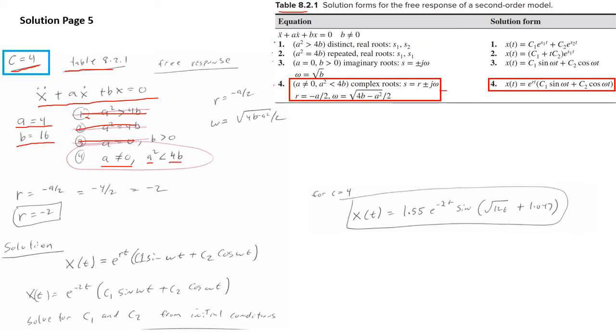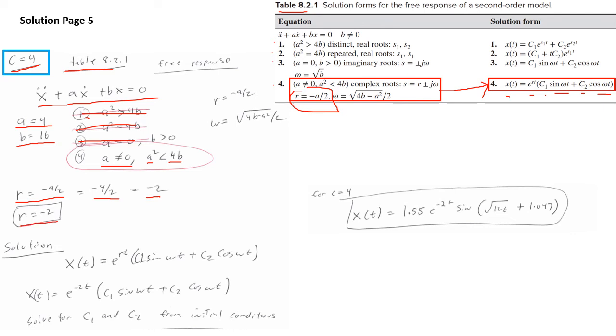You can see I've boxed this in up here. So now I have a form for my general solution: x of t is equal to e to the rt times c1 sine omega t plus c2 cosine omega t. I can also see I have an expression for my r value, so I can solve for r. r is equal to negative a over 2, which is negative 4 over 2, or negative 2. So my r is negative 2.